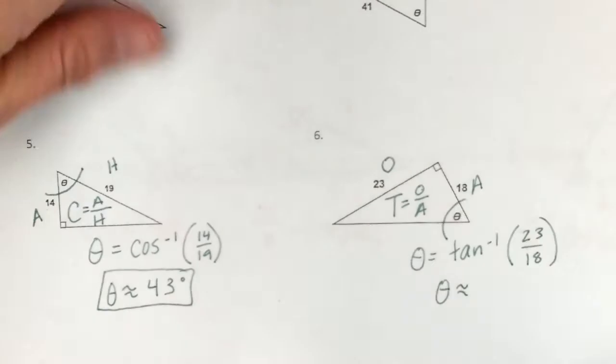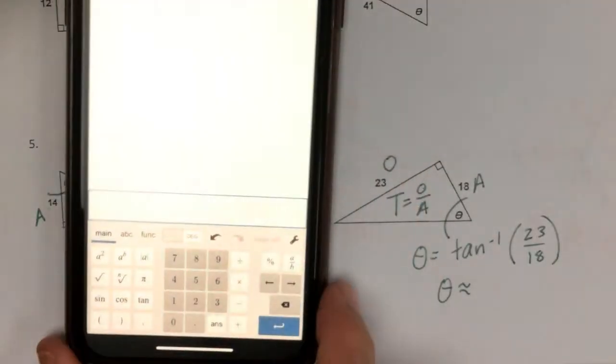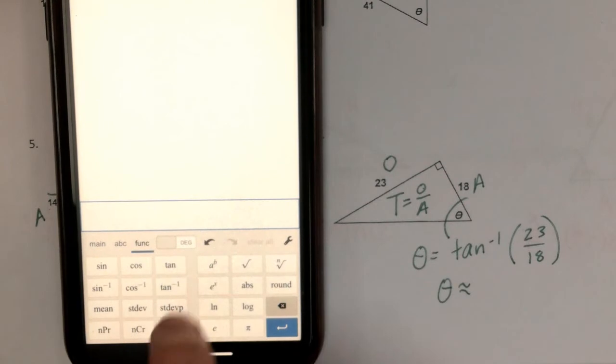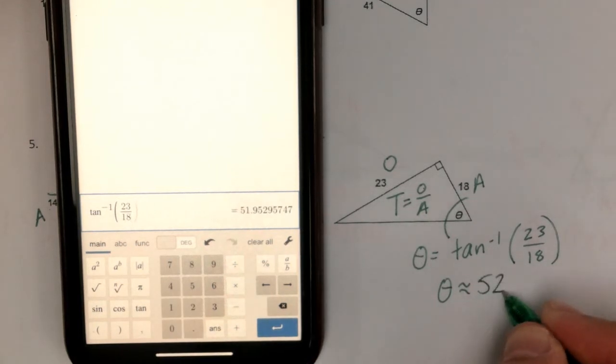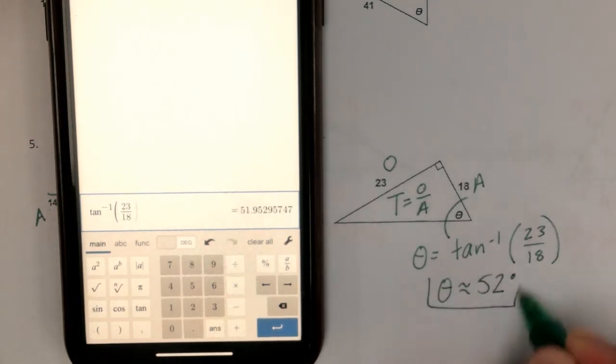We're going to round to the nearest whole number. Again, showing you in the calculator: function, inverse tangent, back to main, 23 divided by 18. We're going to wind up with roughly 52 degrees.